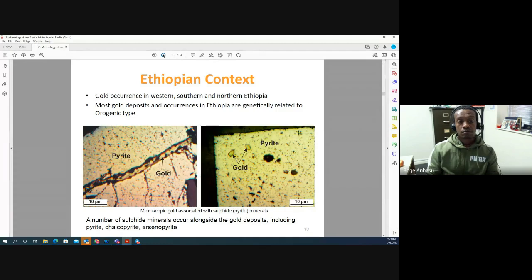So how about in the Ethiopian context? Of course, you are probably aware that there are a number of potential occurrences of gold in many parts of the country. The western part and the northern part are well recognized, and there are also some gold deposits in the southern parts. But from the readings I've done, it looks like most of the gold actually occurs in orogenic type gold deposits, where the gold is hosted in sulfides.